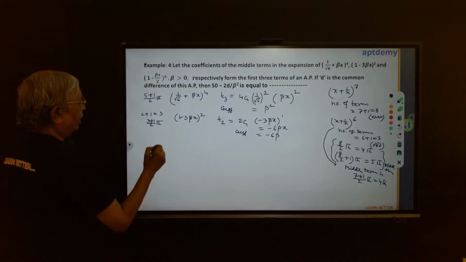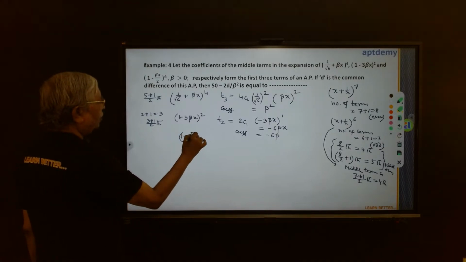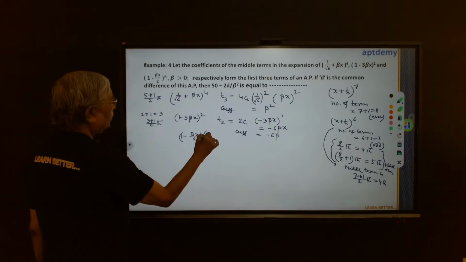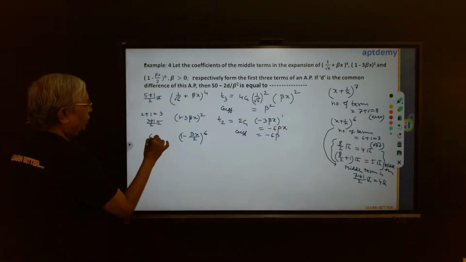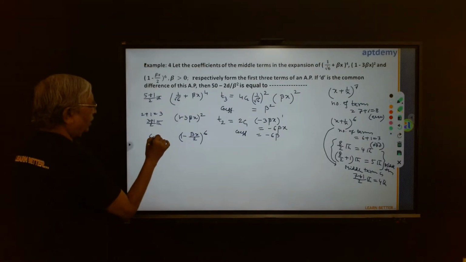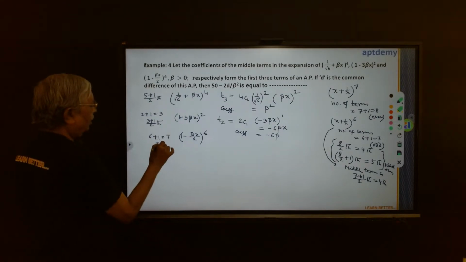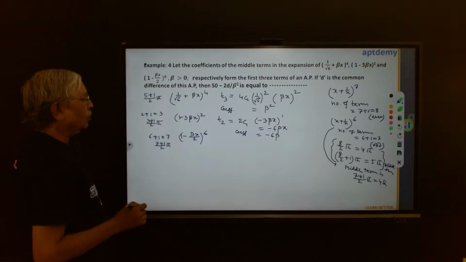Come to the third one: (1 minus beta x by 2) whole to the power 6. So what is the middle term? 6 plus 1 is the number of terms. Number of terms is 7. So the (7 plus 1) by 2 th term is the middle term. So this is the fourth term.